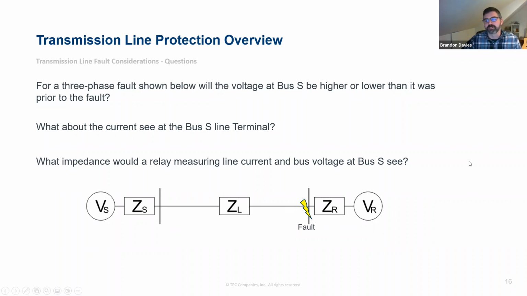I've got enough for everybody. So, if someone wants to pick this one as the easy one. I would guess the voltage is going to drop. Yeah. And that's the case.